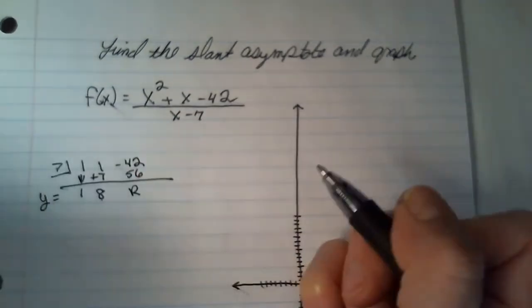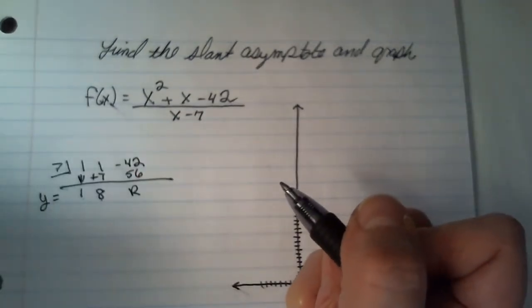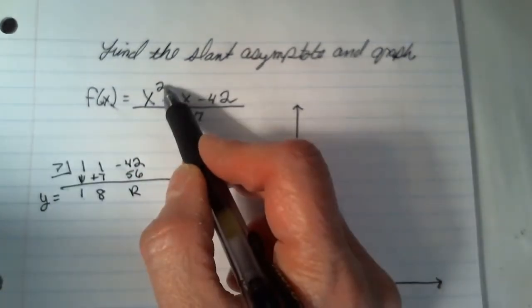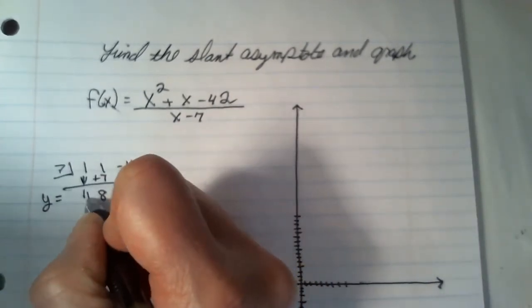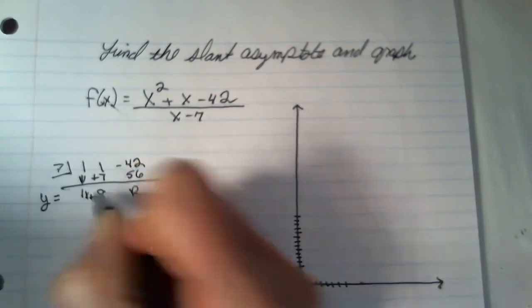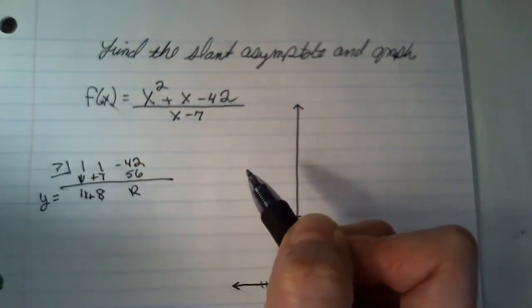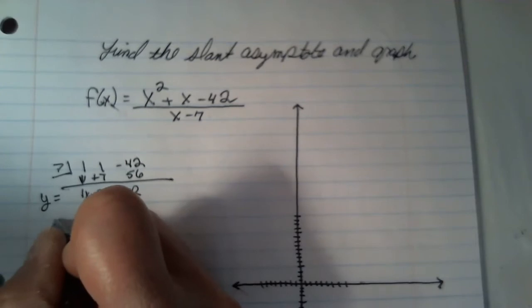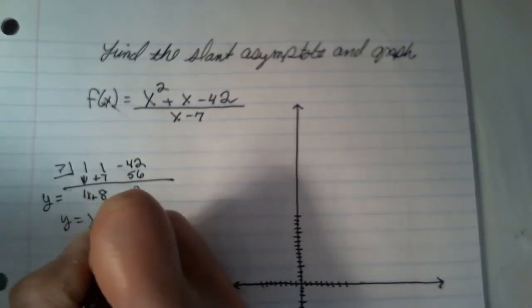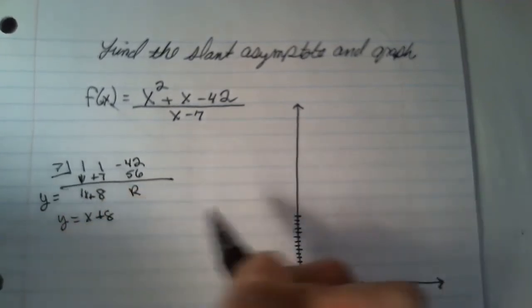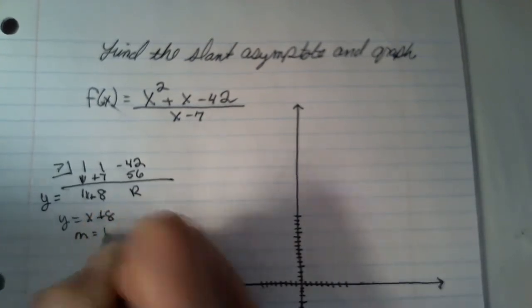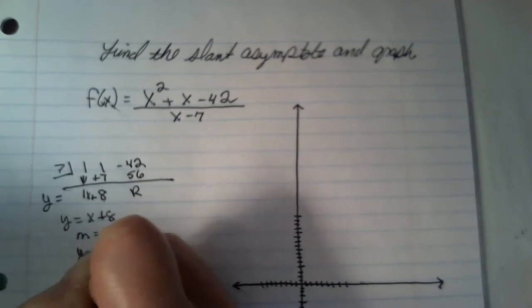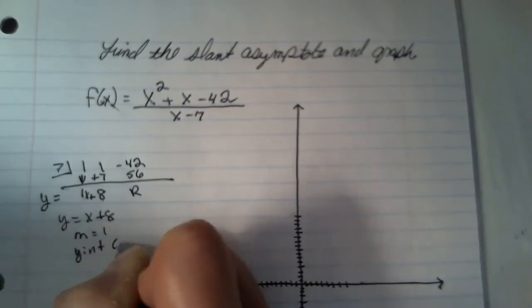I'm going to take this information and put it back into a polynomial. I started with a second degree polynomial, and I've taken 1 away, so now I'm going to have 1x plus 8. So this becomes my slant asymptote, y equals x plus 8. I can graph this slant by acknowledging that the slope is 1 and the y-intercept is (0, 8).